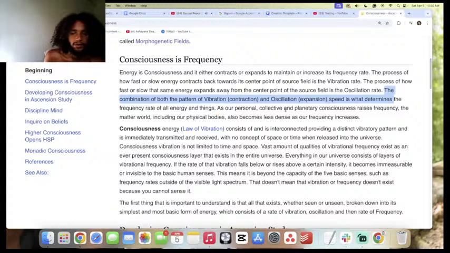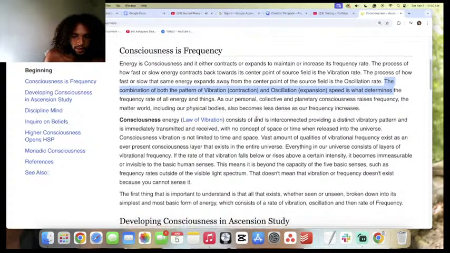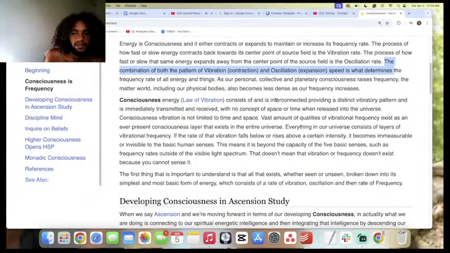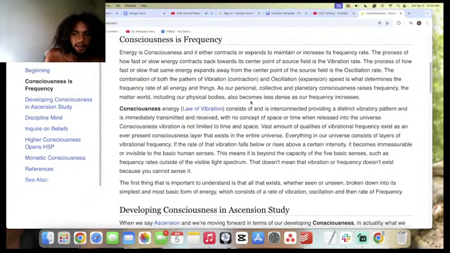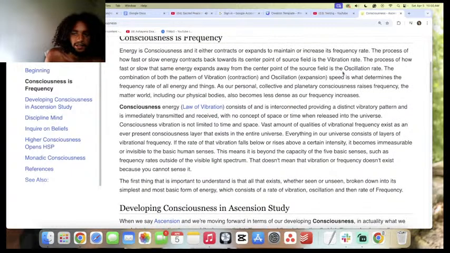As our personal, collective, and planetary consciousness raises frequency, the matter world, including our physical bodies, also becomes less dense as our frequency increases. Right? The higher your frequency goes, the lighter you become. And I feel like I don't need to break this down because it's self-explanatory, right?